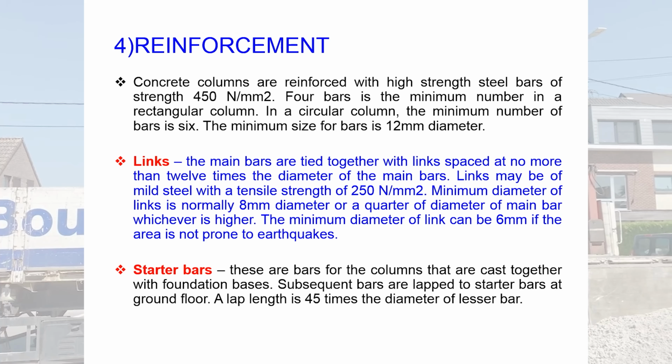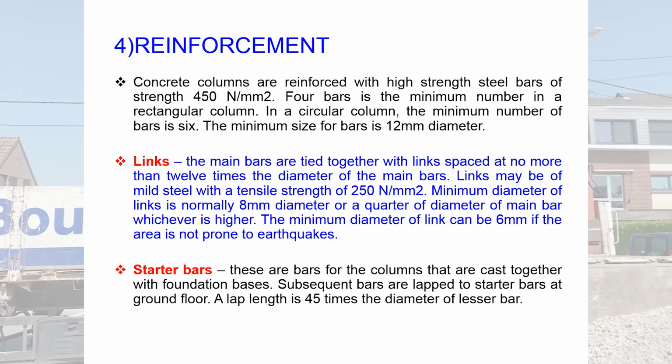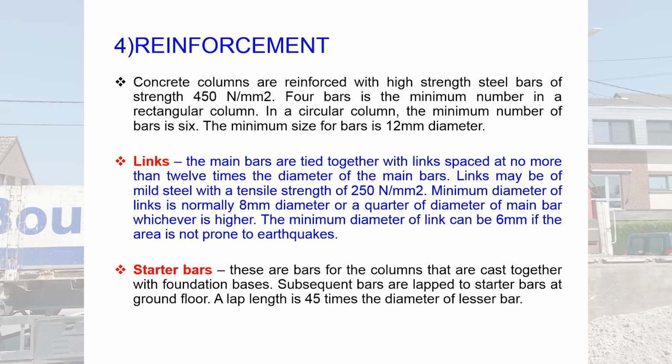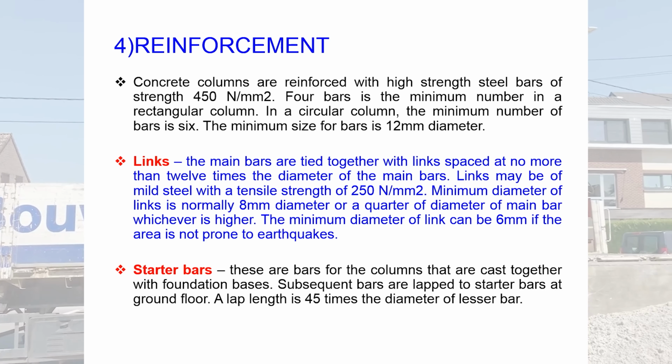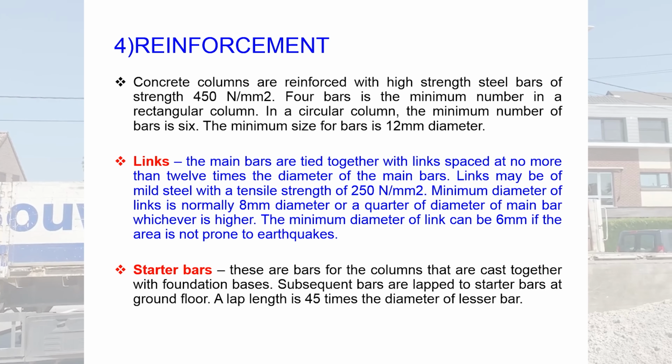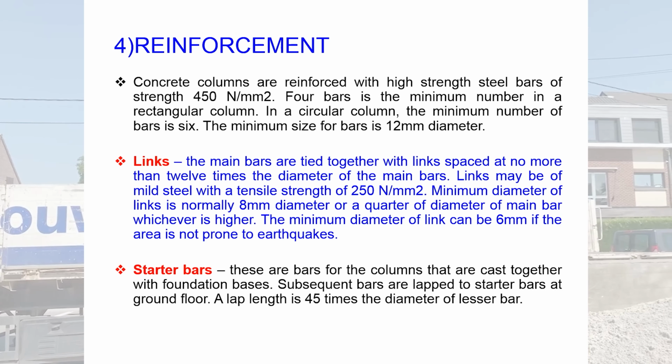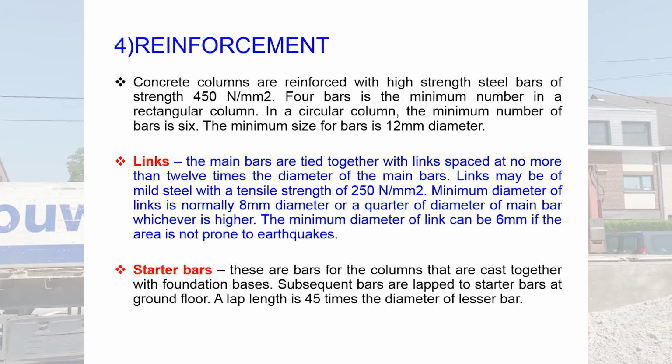Starter bars. These are bars for the columns that are cast together with foundation bases. Subsequent bars are lapped to starter bars at ground floor. A lap length is 45 times the diameter of lesser bar.